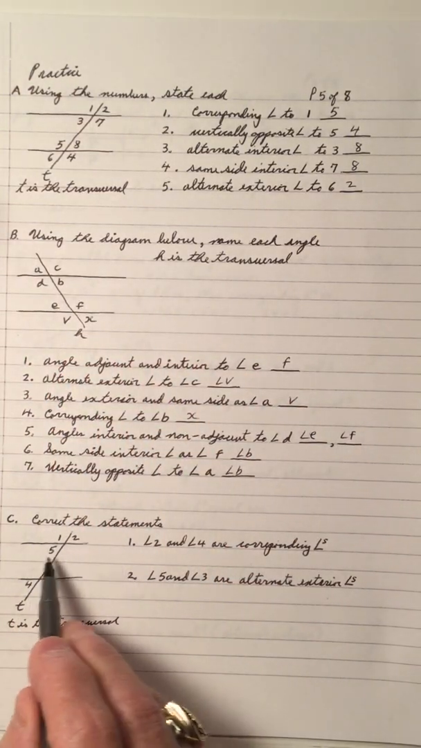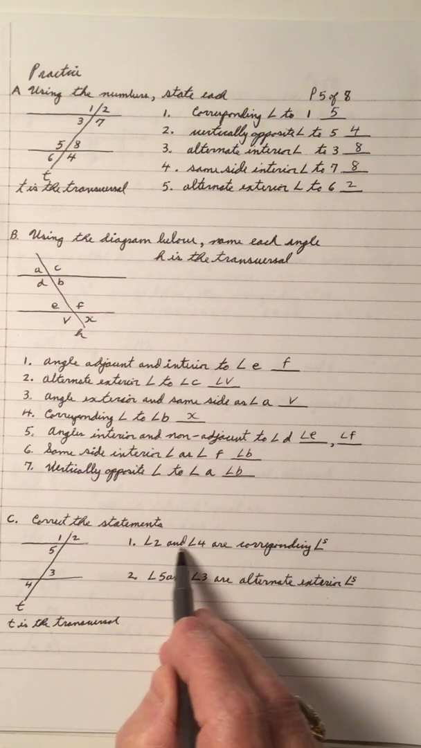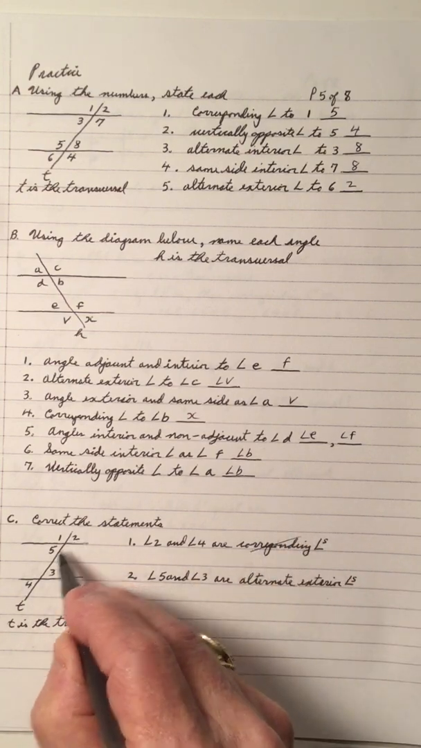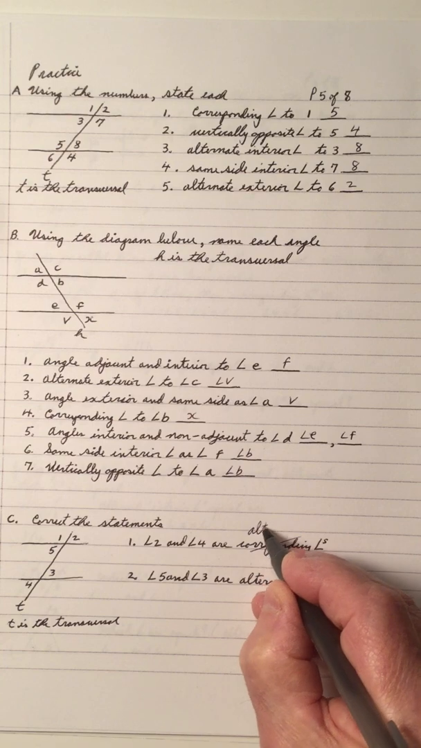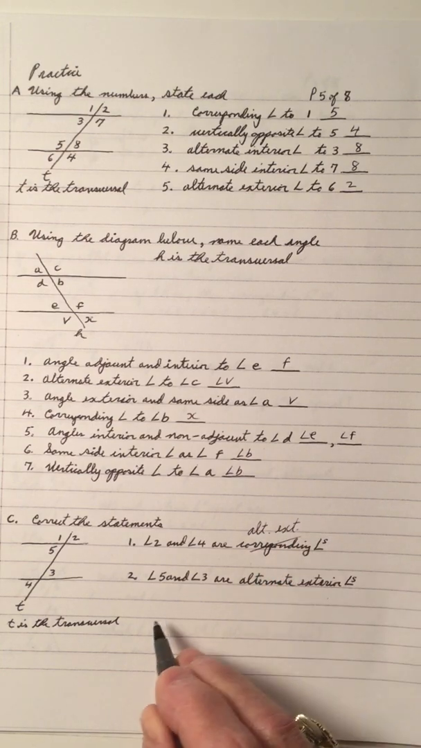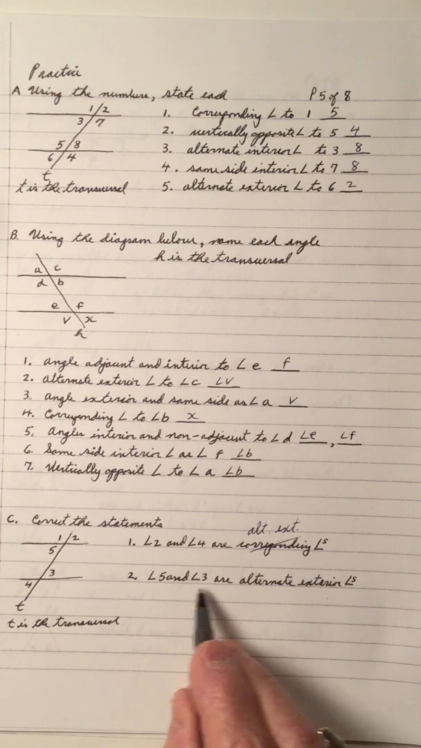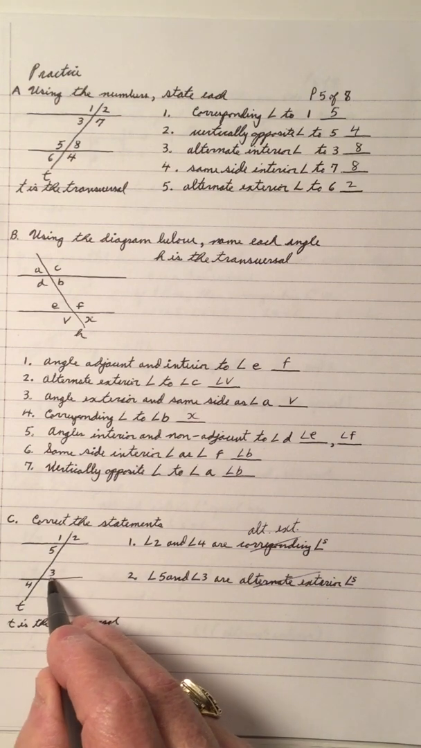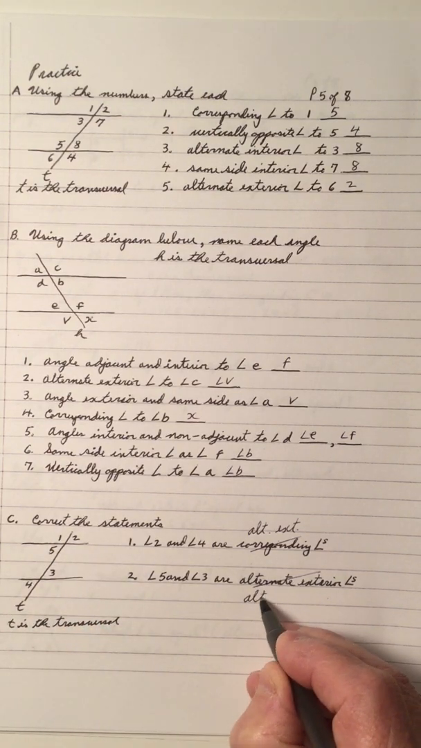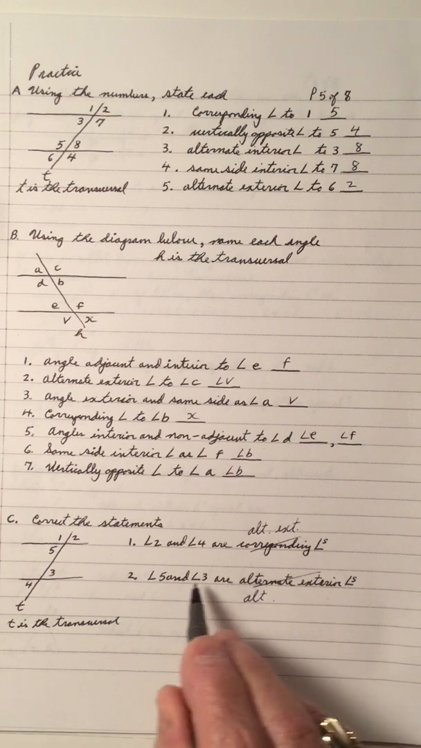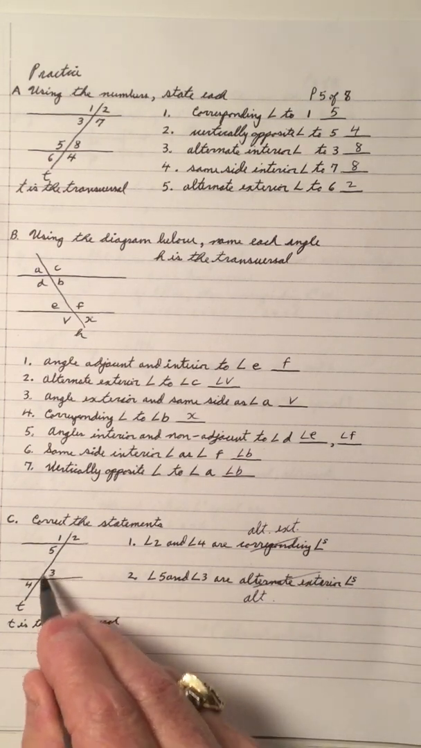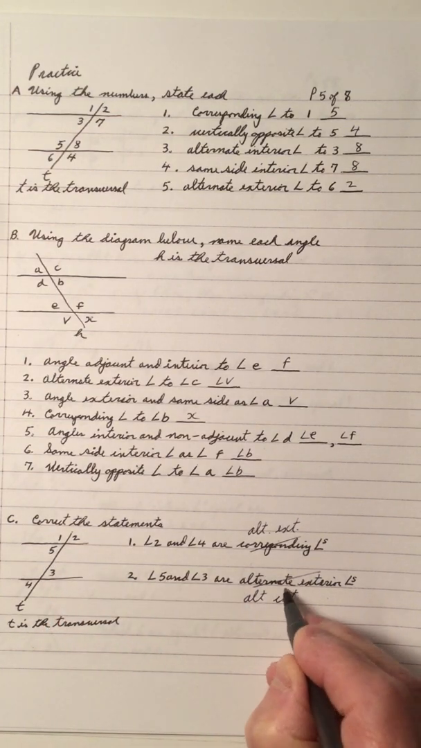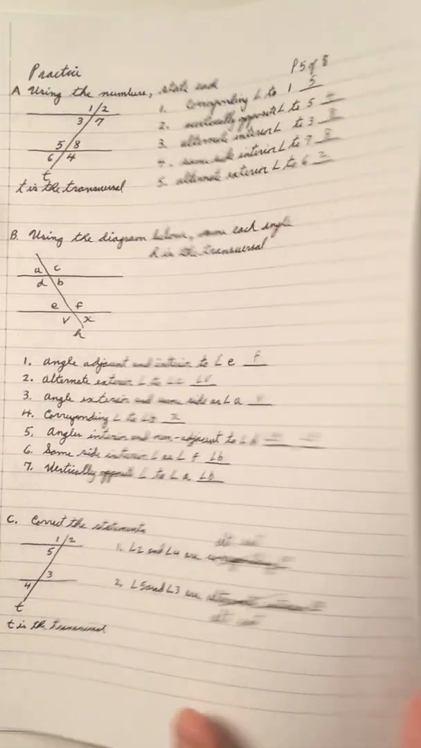Correct the statement. Angles 2 and 4 are corresponding. 2 and 4 are not corresponding. They're alternate exterior. Alternate, EXT, exterior. ALT for alternate. 5 and 3 are alternate exterior? Nope. So they're alternate interior. They're across from each other, but they're inside. Alternate interior. So that's just correcting our statement.